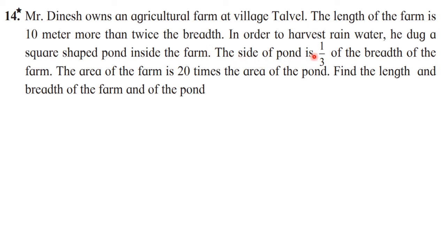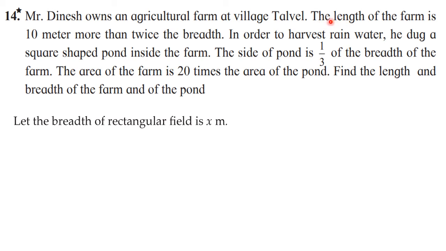Also, the side of the pond is given in the form of the breadth. So it is very clear that we have to take breadth as x meters. So decide accordingly that we should start with the statement: let the breadth of the rectangular field or the rectangular farm be x meters. Now from this we can write down the length.